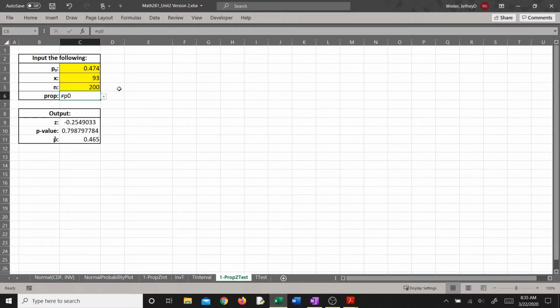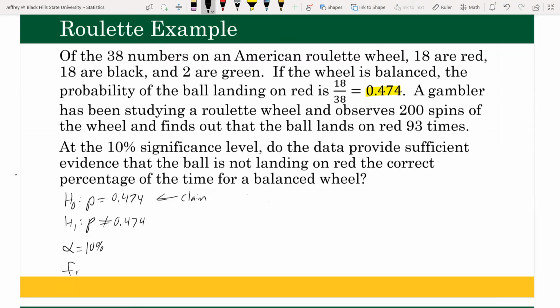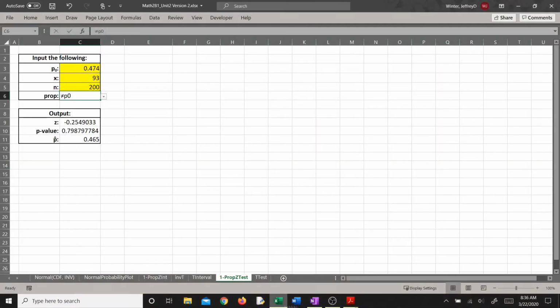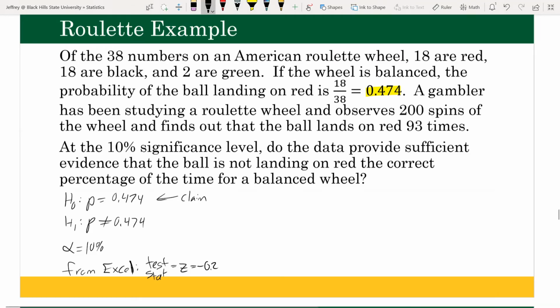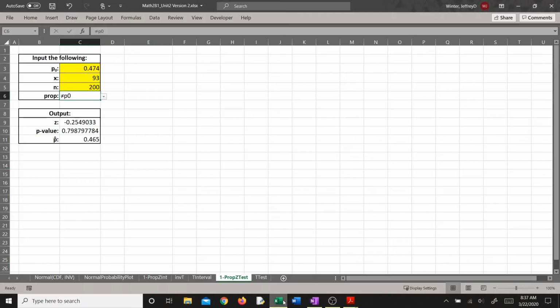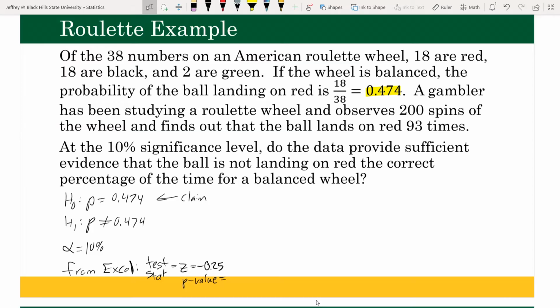In Excel, we can figure out what the test statistic and the p-value is just by typing in the information that we're given. And we find out that the test statistic is negative 0.25 and the p-value is 0.7988. Notice this p-value is in fact greater than 10%, so we would fail to reject the null hypothesis in favor of the alternative.